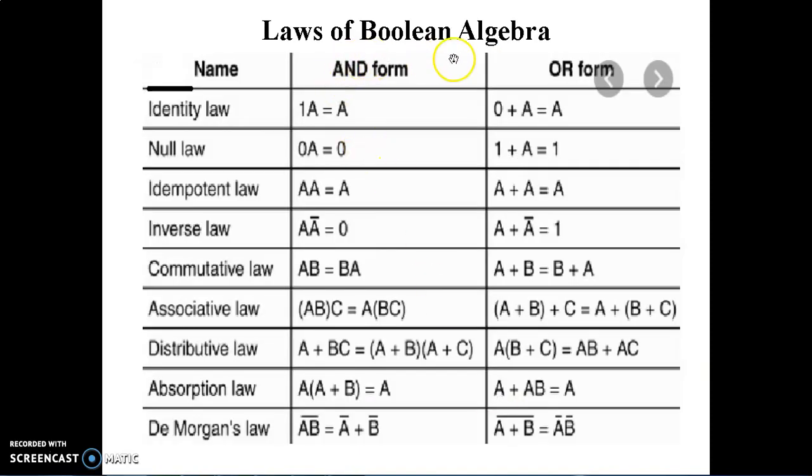Next is laws of Boolean algebra. These are all the names of the laws. These are all the equations associated with each law. AND form is nothing but the multiplication form like 1 dot A is equal to A. OR form is the dual of AND form. Dual is nothing but logic 1 is replaced by logic 0, dot is replaced by plus, and a variable remains as it is.